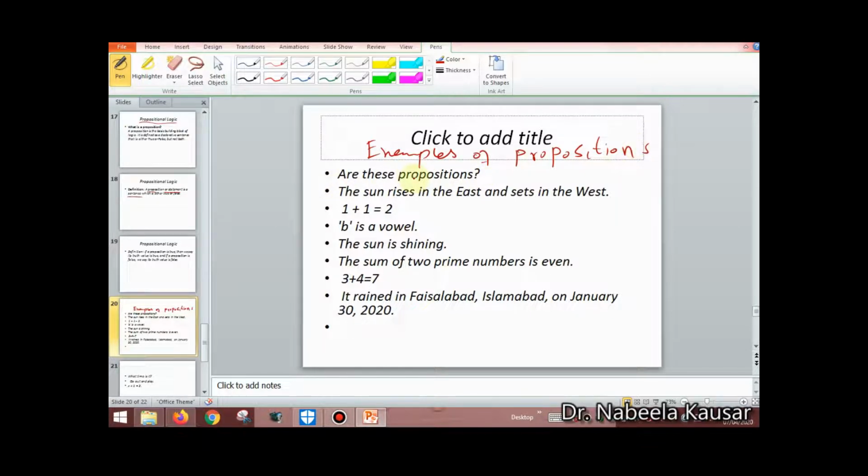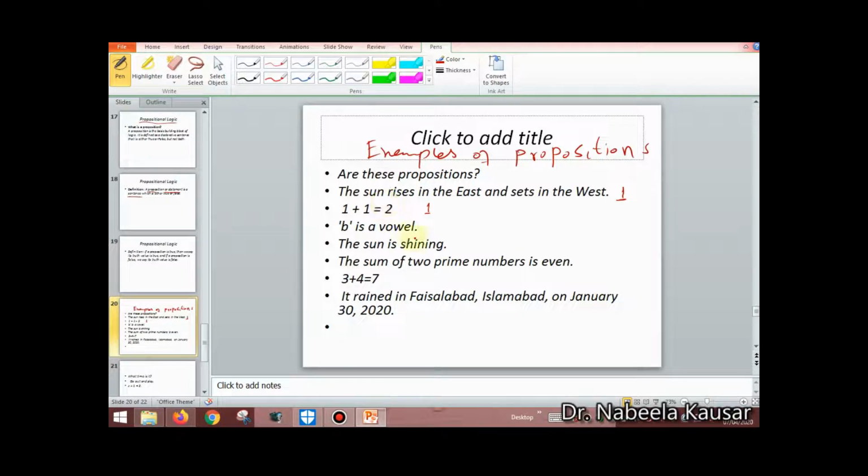Are these propositions? The sun rises in the east and sets in the west. Is it a proposition? Yes. Its truth value is 1. 1 plus 1 is equal to 2. Yes, it is a proposition and its truth value is 1 because 1 plus 1 is equal to 2.